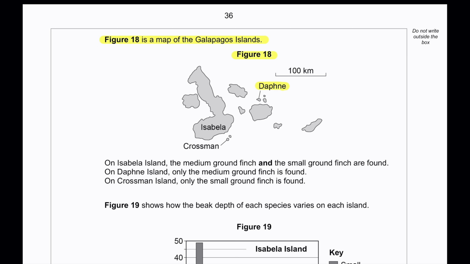Figure 18 is a map of Galapagos Islands. So we can see multiple islands in the diagram. On Isabella Island, the medium ground finch and the small ground finch are found. On Daphne Island, only the medium ground finch is found. On Crossman Island, only the small ground finch is found.